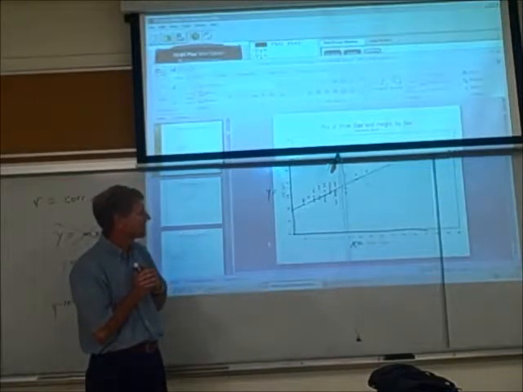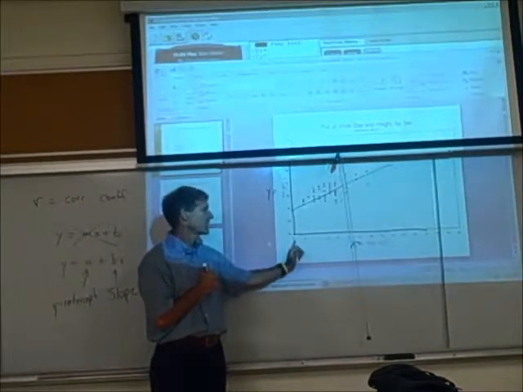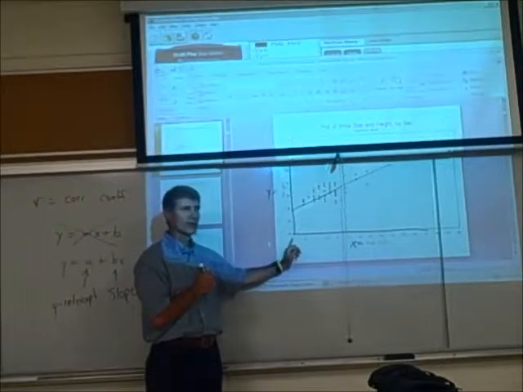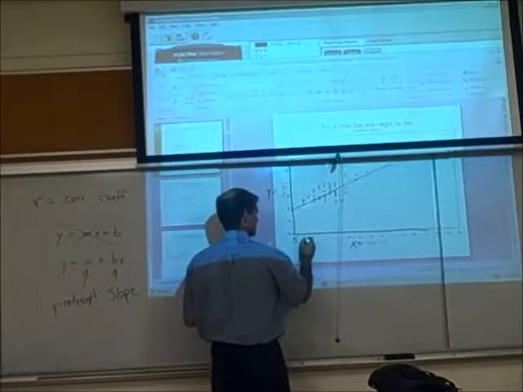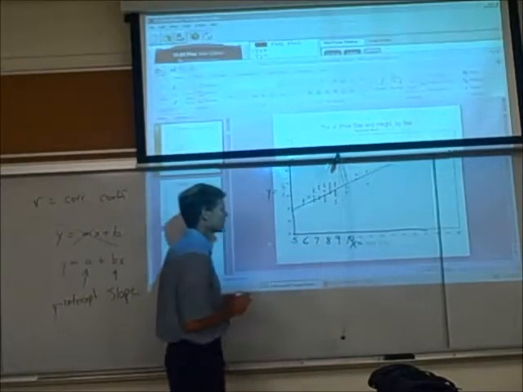What's the intercept of this line? And I'll give you a hint. It's not where it crosses right here. Why not? That's not 0. That's 5. You can't see the numbers, they're too small, but that's 5, 6, 7, 8, shoe size, right?